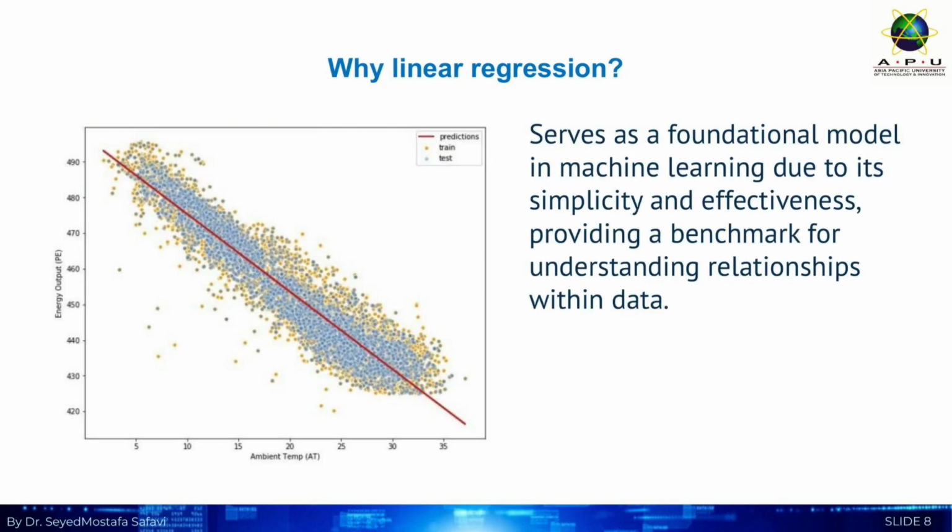Why do we spend so much time on a simple model like linear regression? Because it's the bedrock. It's a foundational model. The concepts here are used in much more complex models. It's a benchmark. When you test a new complex algorithm, you always compare it to the simple linear regression. If the complex one doesn't beat it, why use it? It explains relationships. By looking at the coefficients, you can easily see which inputs matter most and how they affect the output. It gives you immediate understanding of your data.